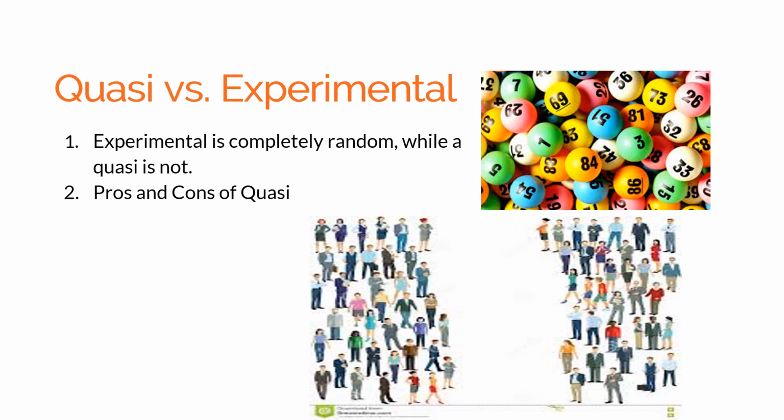A quasi design is usually used between two different groups. One group is purposely exposed to a treatment or some sort of program, while the other is purposely not. You use that to test the control variables between two different studies.